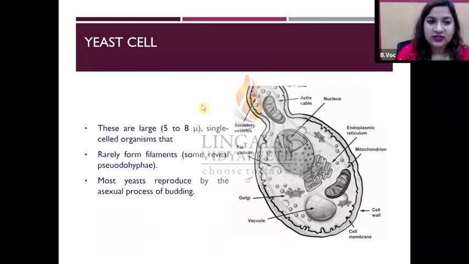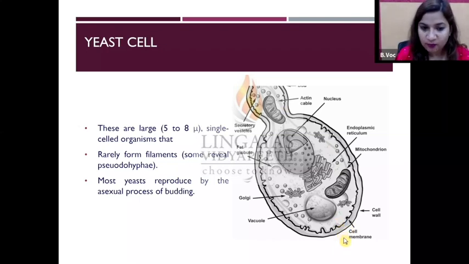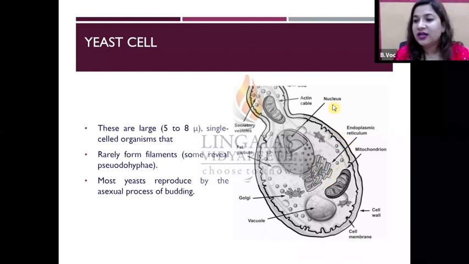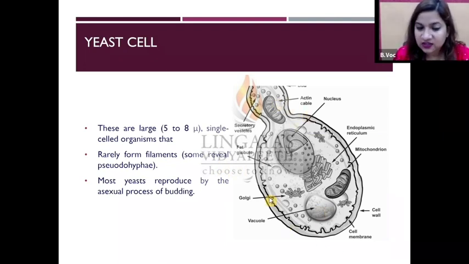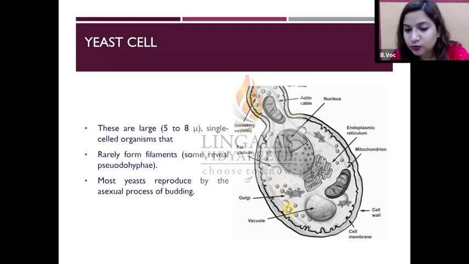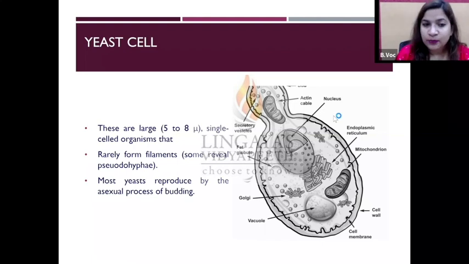So here you can see the yeast cell. The yeast cell is large. It is 5 to 8 microns in size. It is a single-celled organism which rarely forms filaments. Most yeasts reproduce by the asexual process of budding. You can see here the picture of the yeast cell. It consists of the secretory vesicles, fat globules, Golgi, vacuole, cell membrane, cell wall, mitochondria, endoplasmic reticulum, and the nucleus.